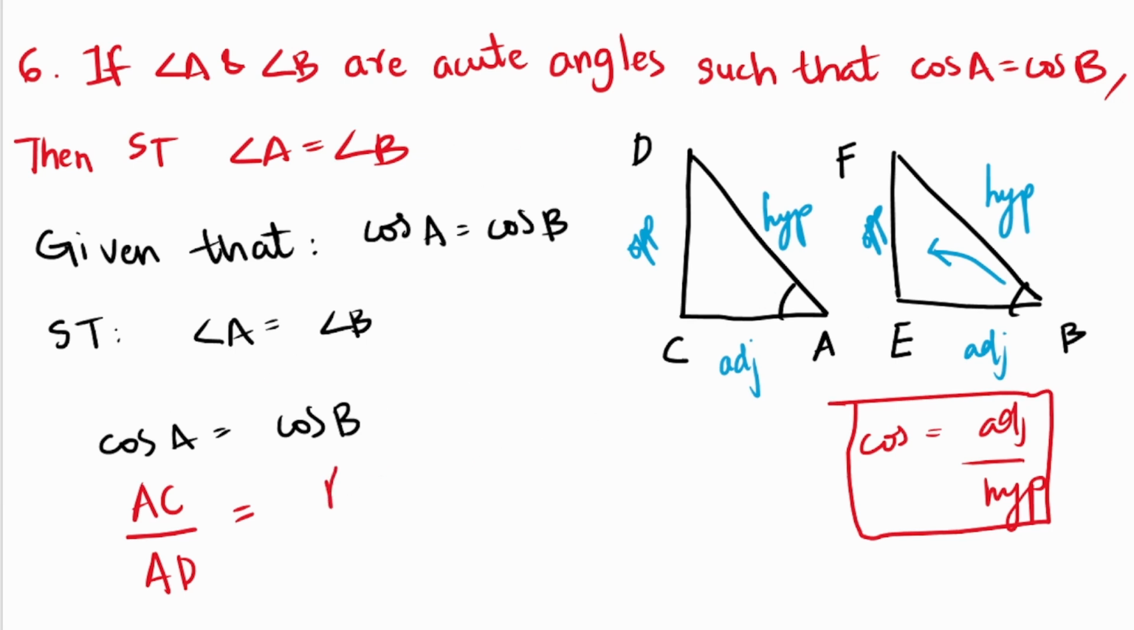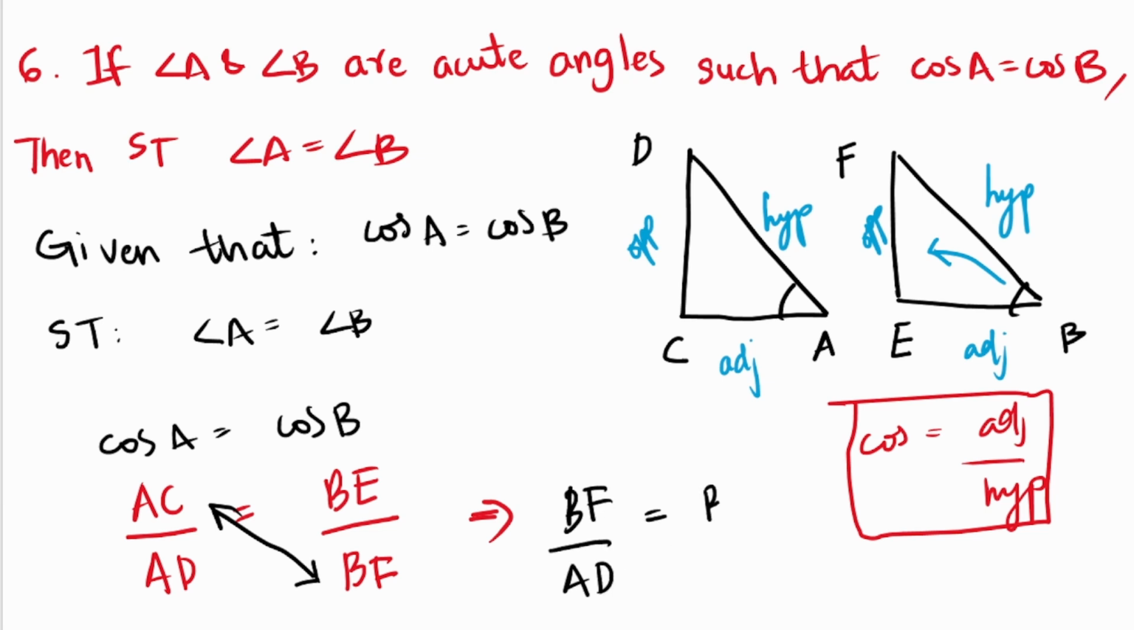Cos B, that is BE divided by the hypotenuse, that is BF. And here we'll make a small arrangement, that is, we'll take this BF to this side and AC over here. We'll just exchange the positions of BF and AC. So we have BF by AD equals BE by AC.